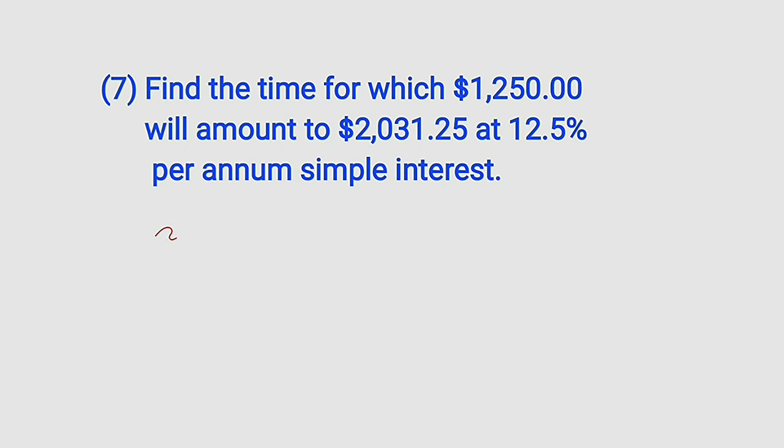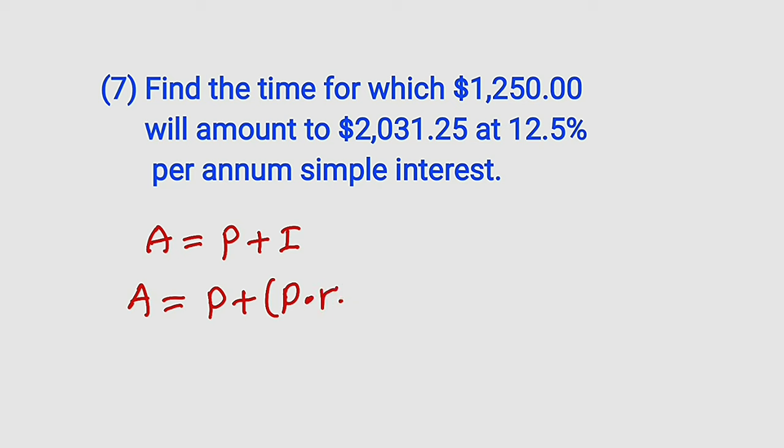Since we are given amount, remember that amount is equal to the principal amount plus the interest. But we are not given interest, therefore we have to calculate it. Remember that interest is equal to the principal multiplied by the rate multiplied by the time. So we say that the amount which we are looking for is equal to principal plus the interest, which is principal, times the rate, times the time.